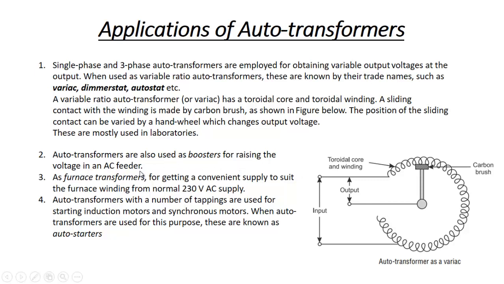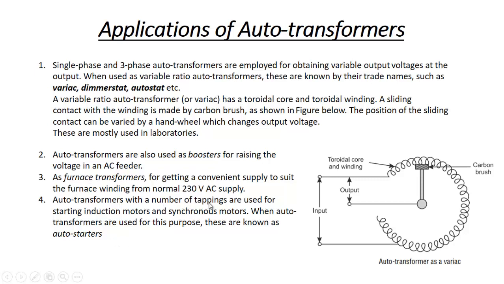So auto transformers are also used as boosters for raising the voltage in an AC feeder. They can be used as boosters in an AC system to compensate for the voltage drop. As furnace transformers, for getting a convenient supply to suit the furnace winding from the normal 230 volt AC supply, because the 230 volt AC supply may not be the exact voltage that is needed by the furnace. So it can be used to increase the voltage to get the convenient voltage for the furnace.